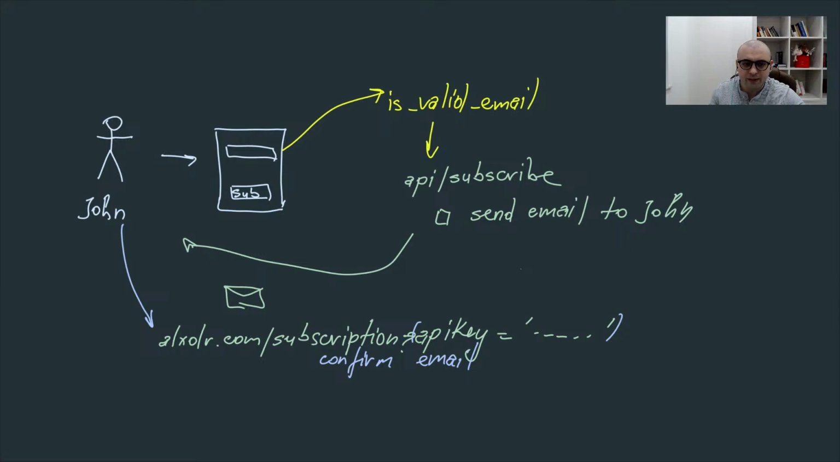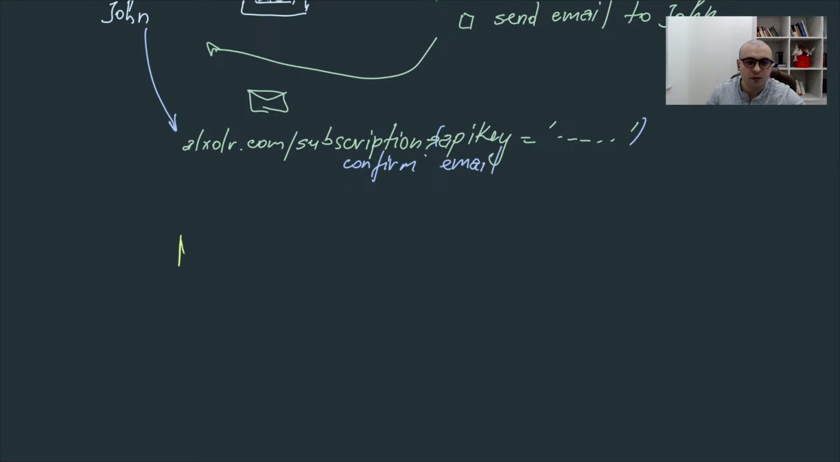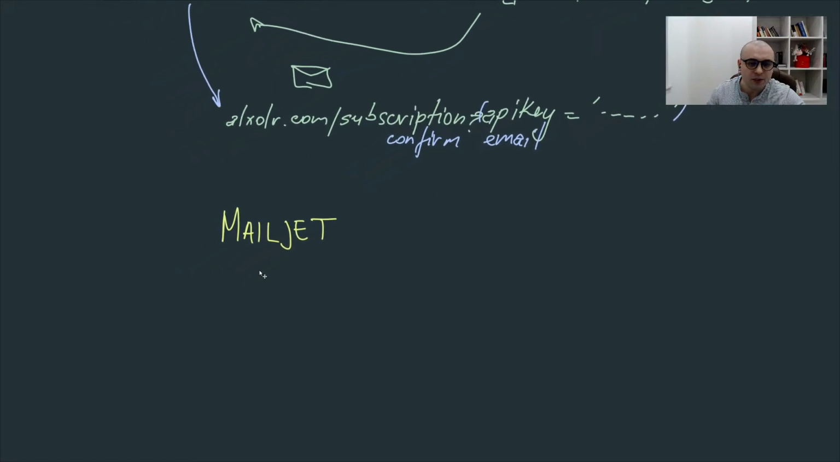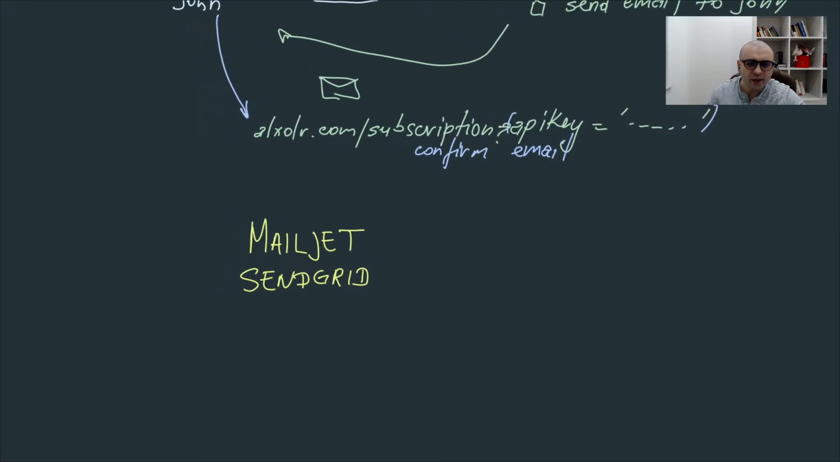For emailing, I'll be using Mailjet. So this will be our service. It's a free service. I think other popular options may be SendGrid, that's also possible. Before, I think I had SendGrid, but for now I use Mailjet more. I've switched to Mailjet because they have 200 free emails per month.